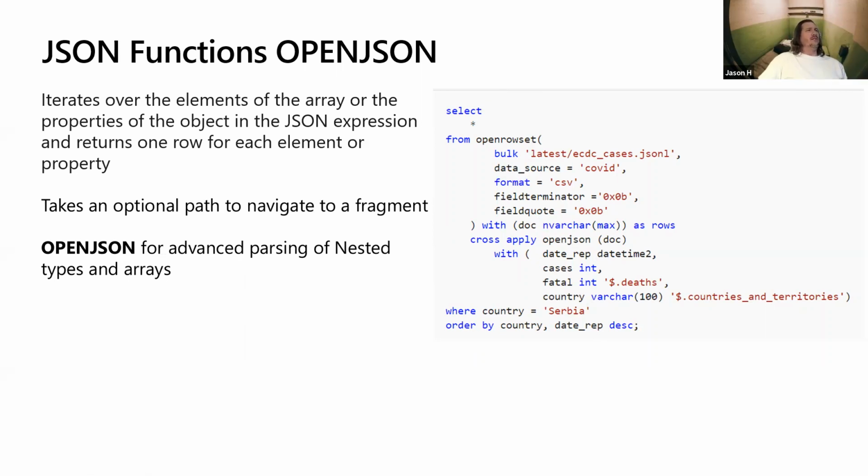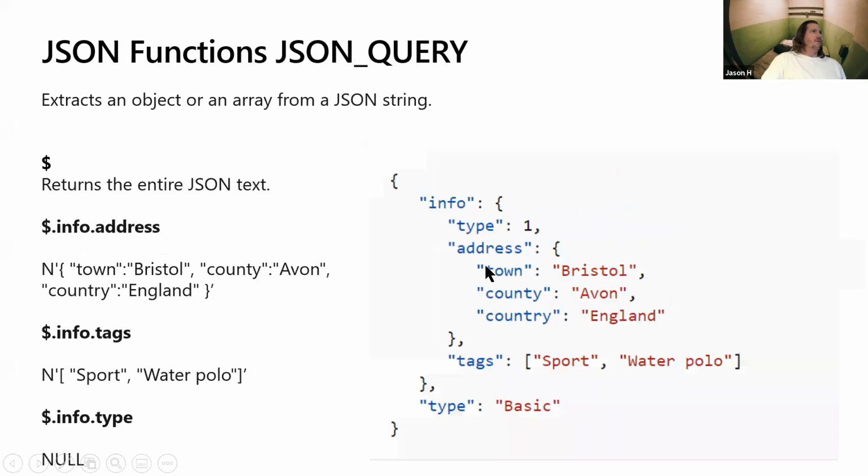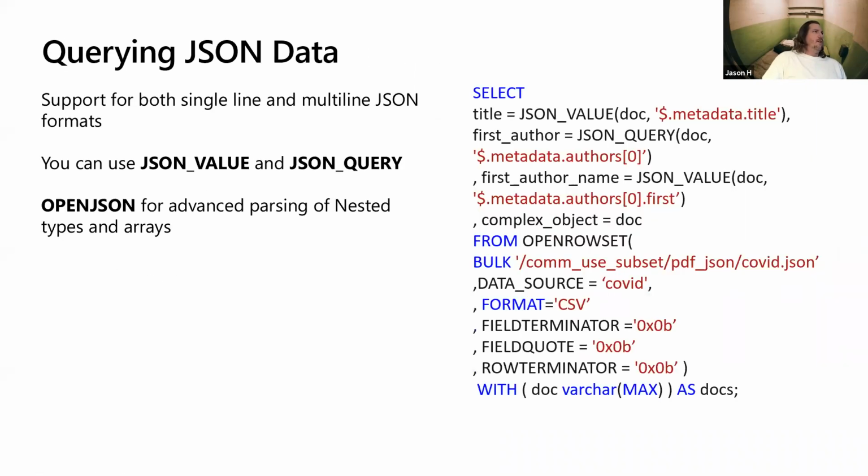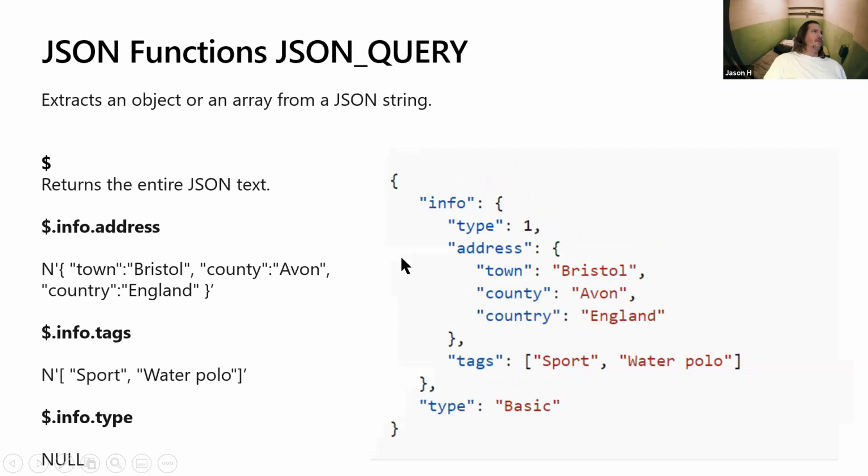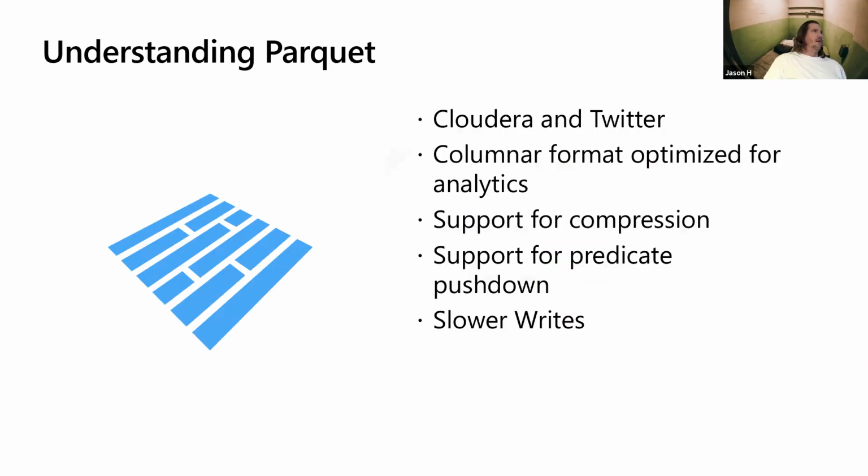But it can also be used against single row data so that we can simplify the processing. So you notice what I don't have to do is do all these individual JSON value and JSON query structures inside of here by doing that cross apply. So that's kind of a shortcut.